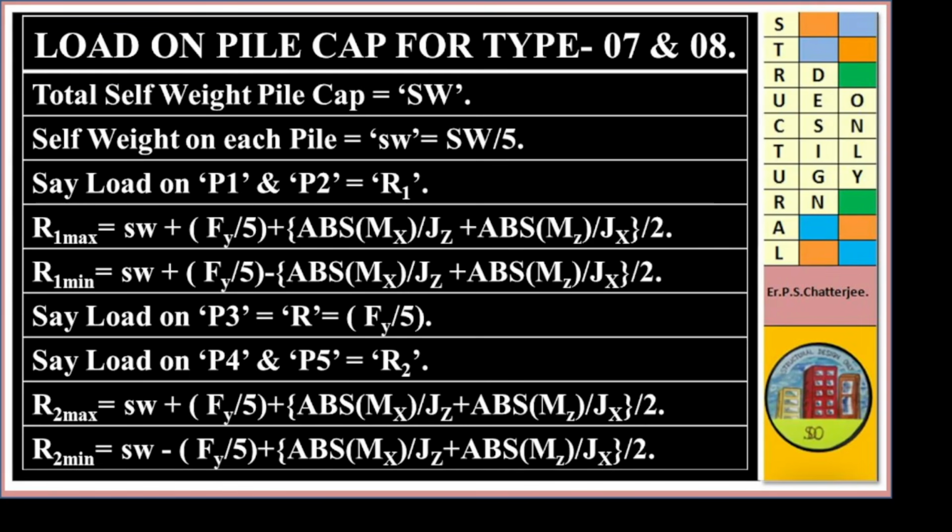Say load on P3 is equal to R, which is equal to Fy by 5. Say load on P4 and P5 is equal to R2. R2 max is equal to small sw plus Fy by 5 plus absolute Mx by Jz plus absolute Mz divided by Jx, divided by 2. R2 minimum is equal to small sw plus Fy by 5 minus absolute Mx by Jz plus absolute Mz by Jx, divided by 2.